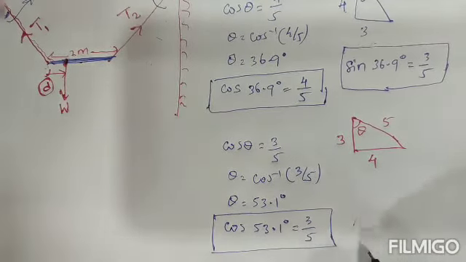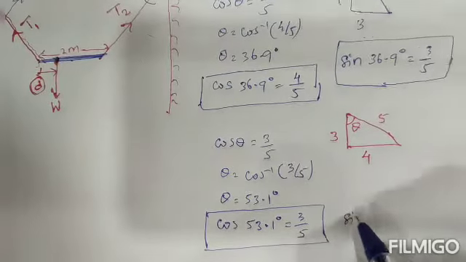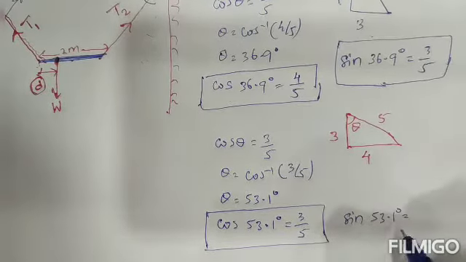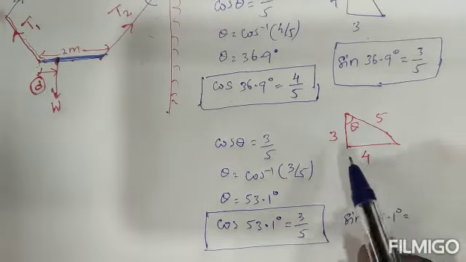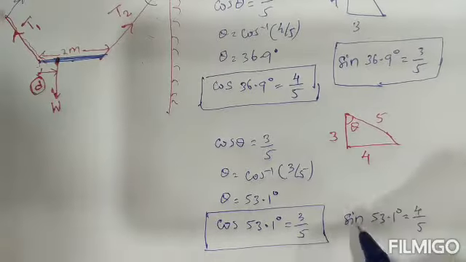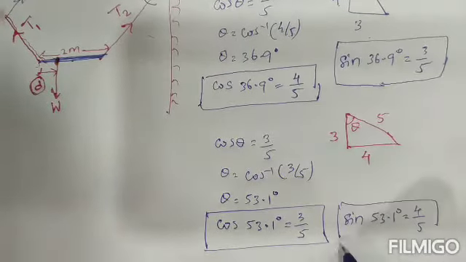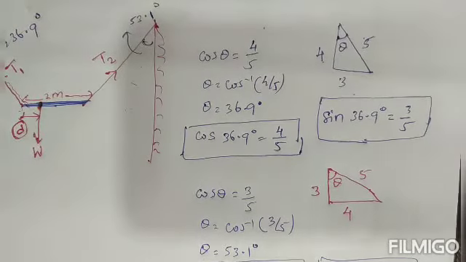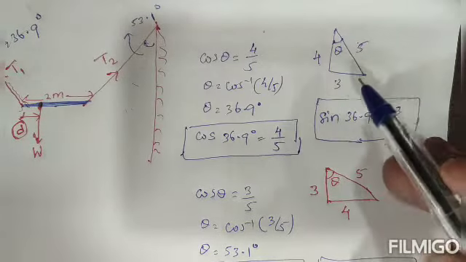Okay, like that we can write for the sin 53.1 degree, we can write as sin theta, that is opposite, that is 4 divided by 5 will come. So 4 divided by 5 will come. Okay, right. So please listen students, in this question, why do I want to find the sin theta and cos theta value?